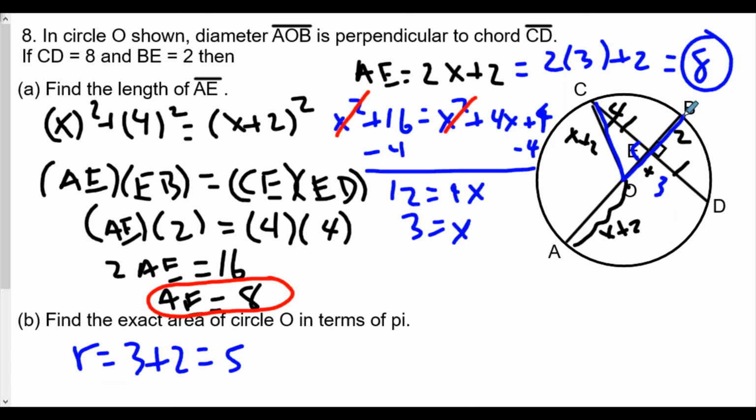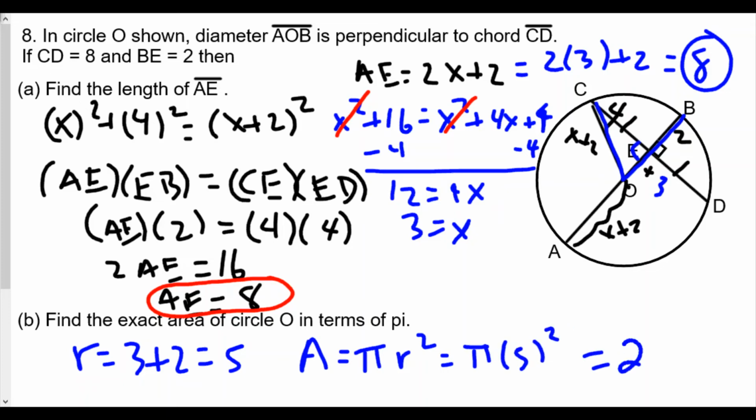Okay? And now the area of our circle in terms of pi r squared, which in this case our r value is 5. Our area is 25 pi.